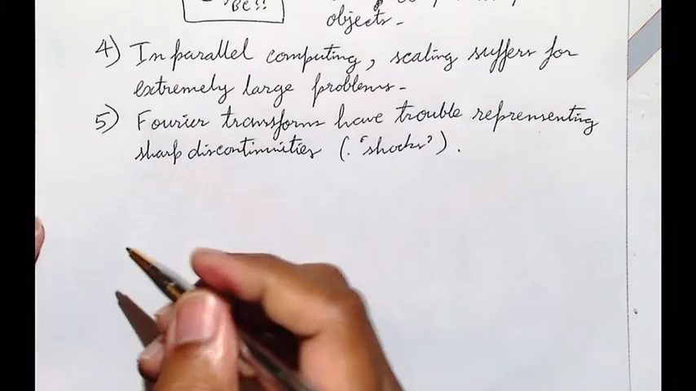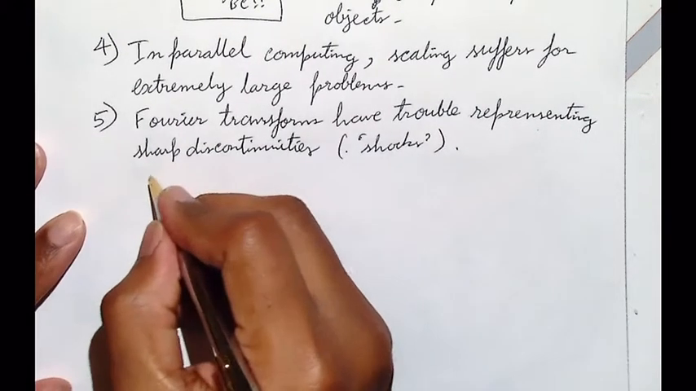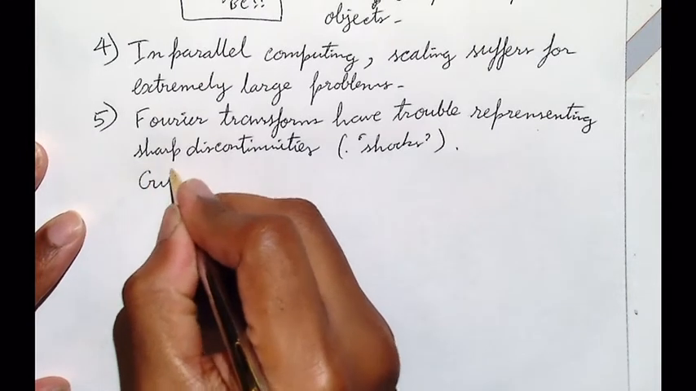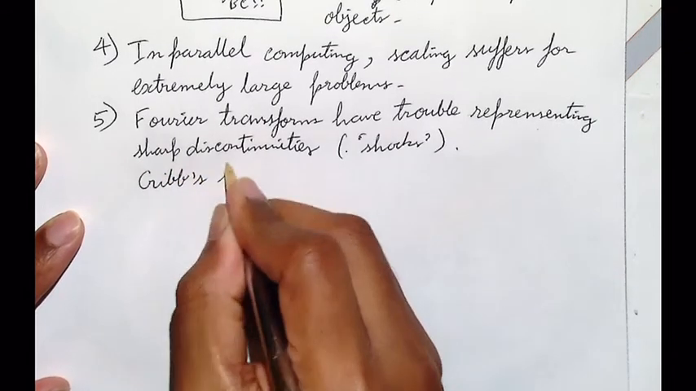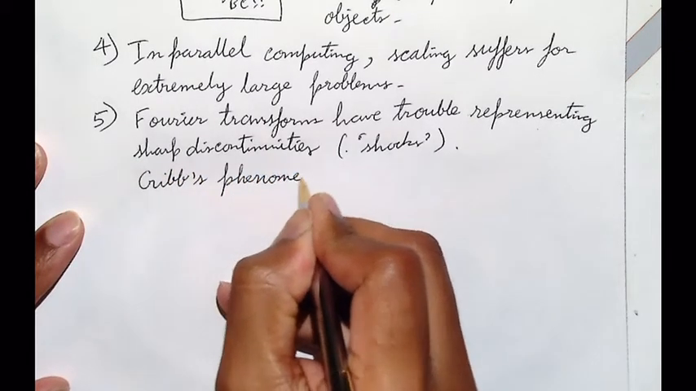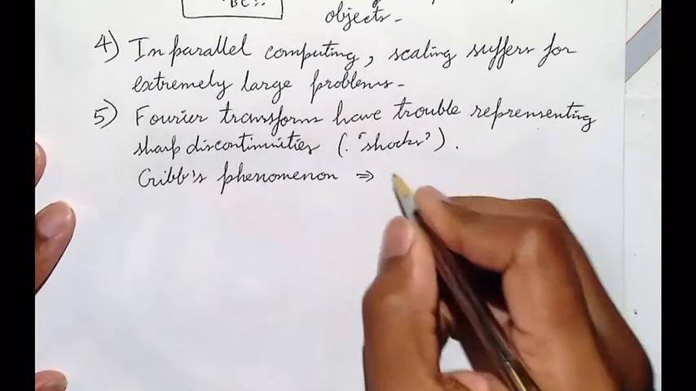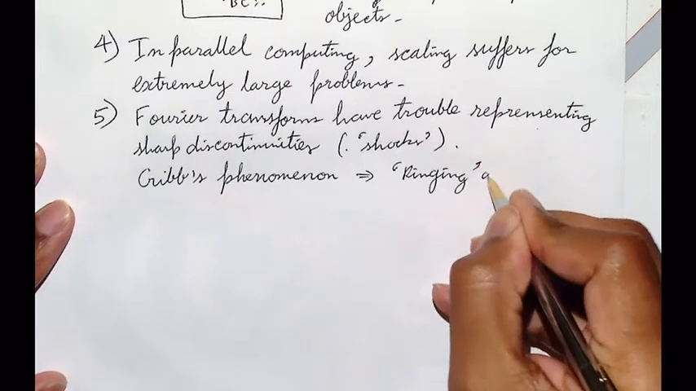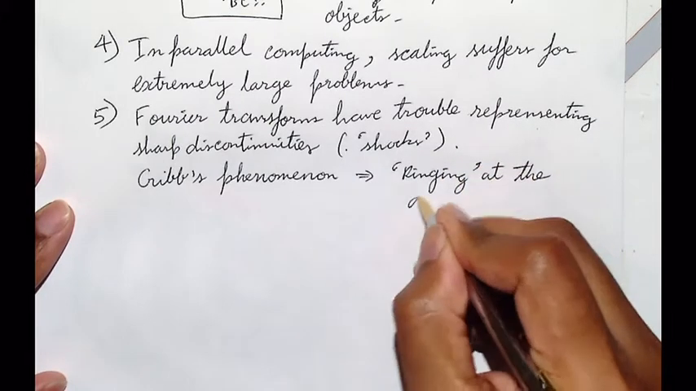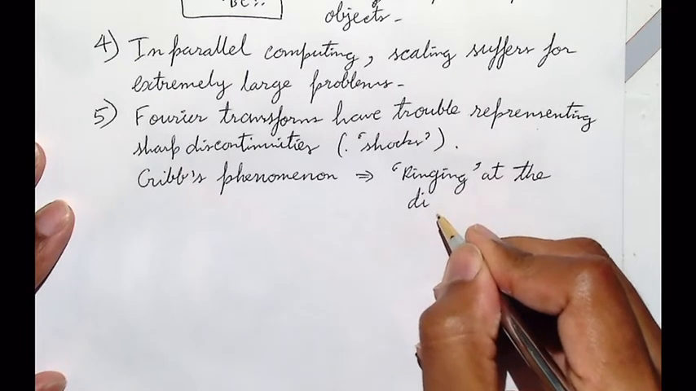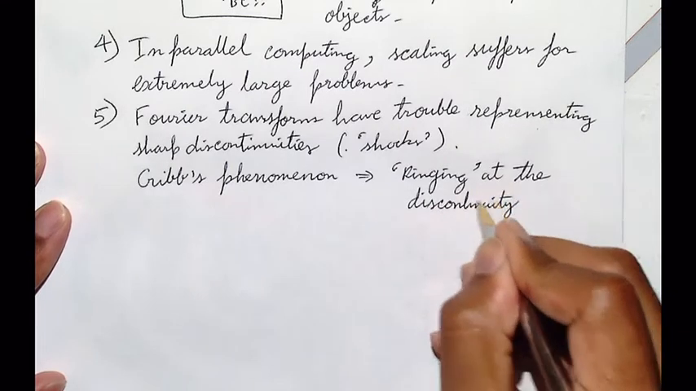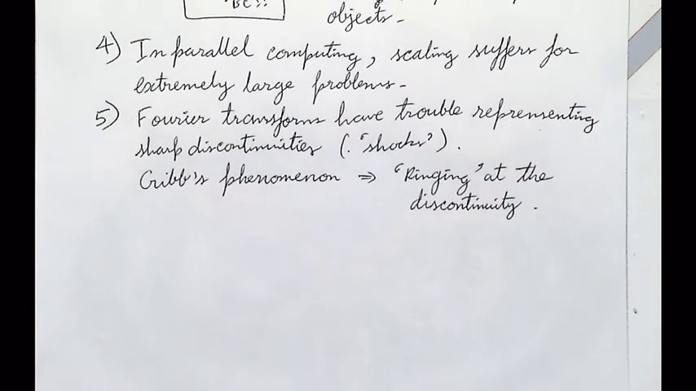So the issue that pops up is called the Gibbs phenomenon, and this just involves ringing at the discontinuity. Have you heard of this before? Okay, this is a very important point, and just so you remember this, let me show you what it looks like.